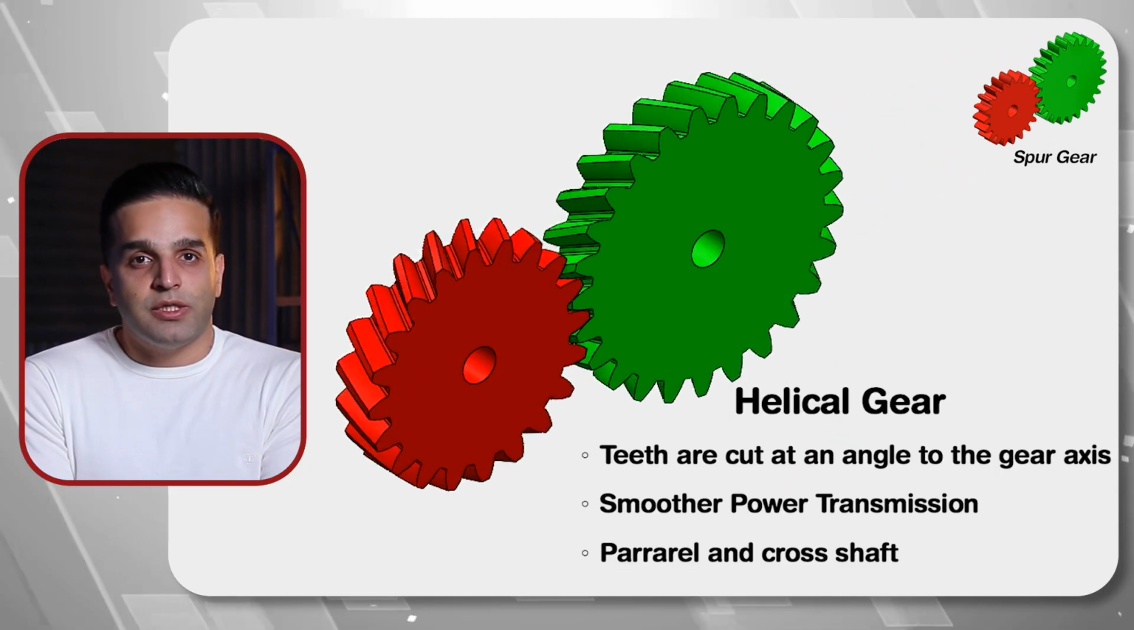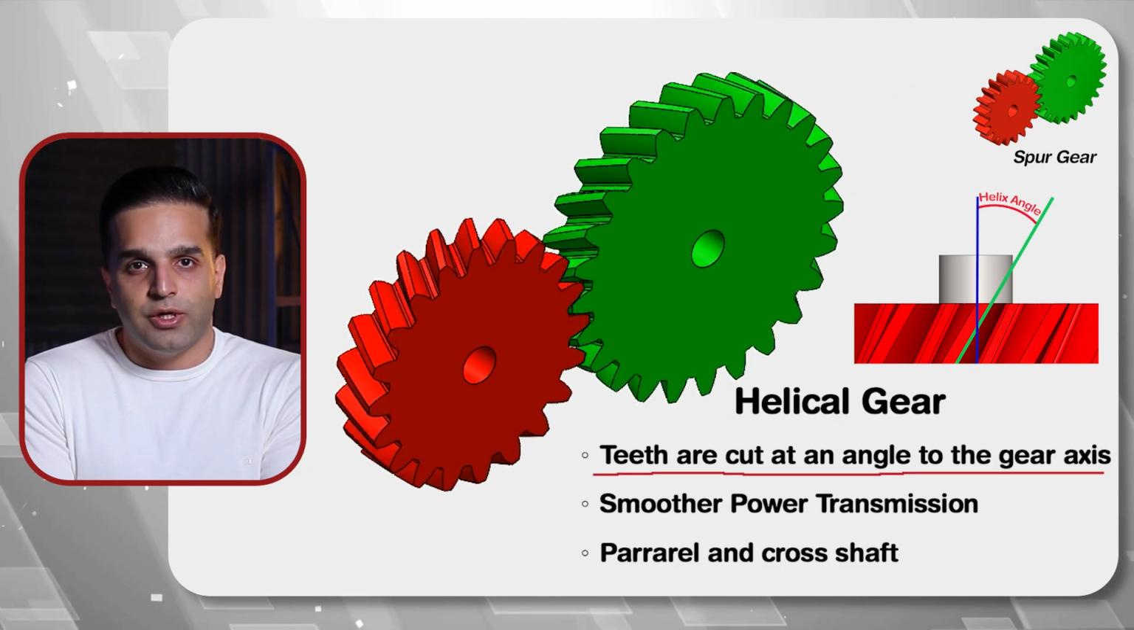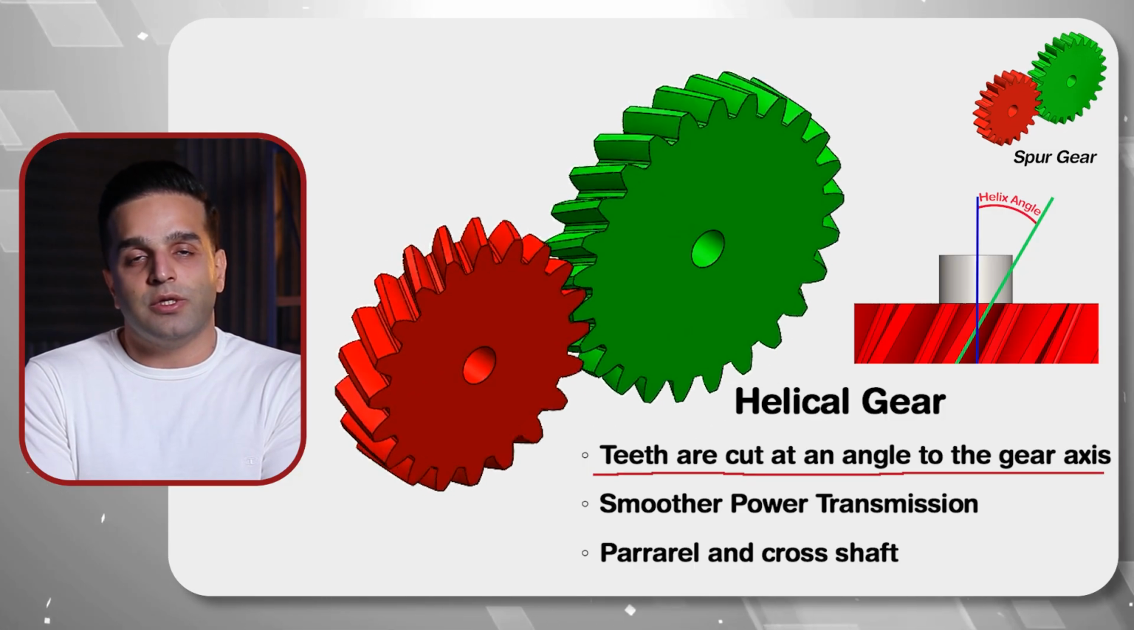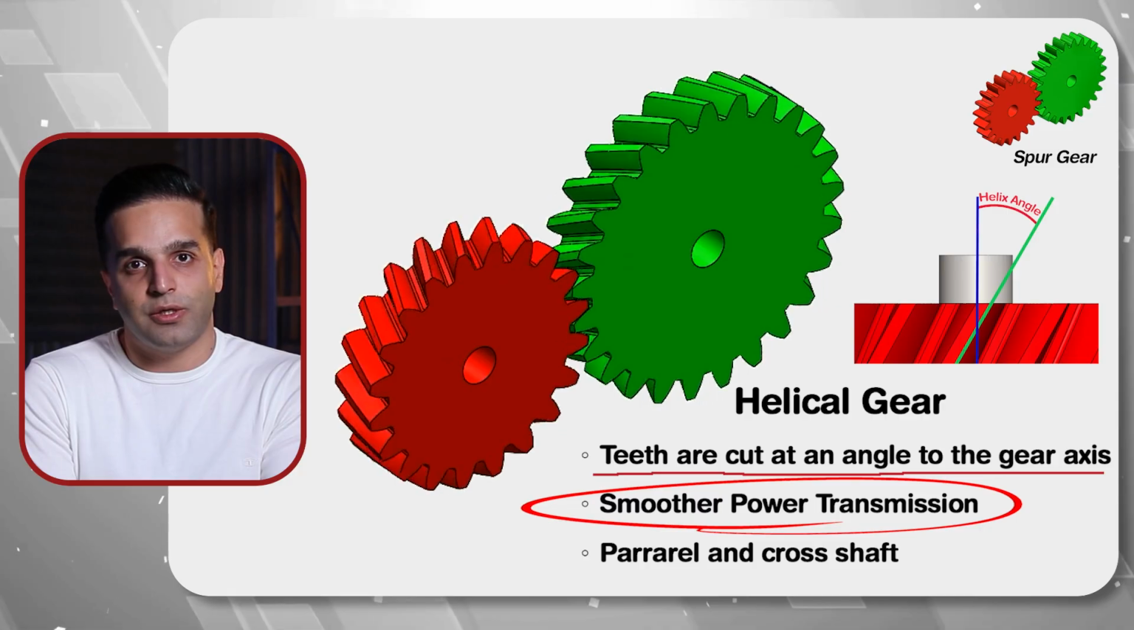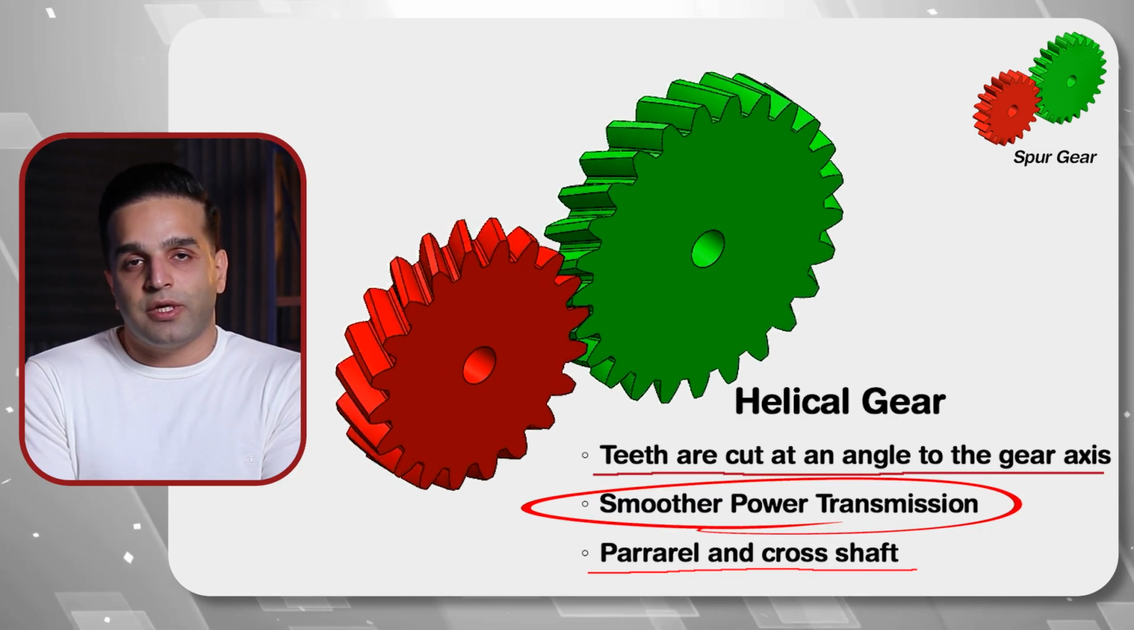A helical gear has teeth cut at an angle relative to the gear axis. The teeth engage gradually and smoothly, so they transfer power more quietly and smoothly than spur gears, and they can be used for parallel and cross shafts.